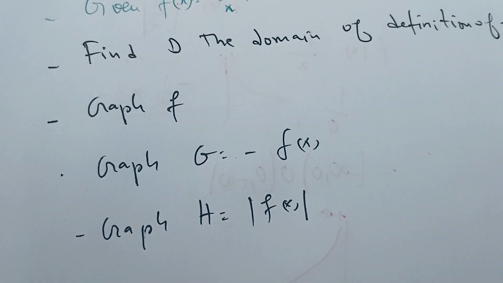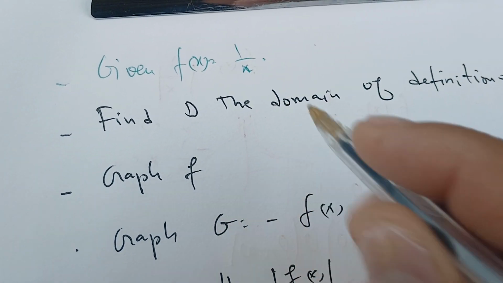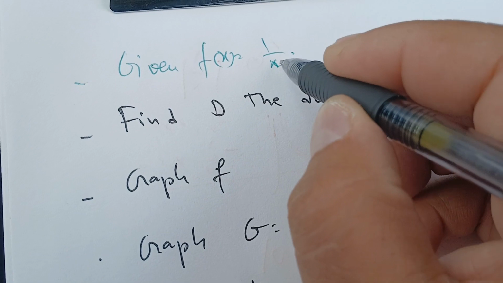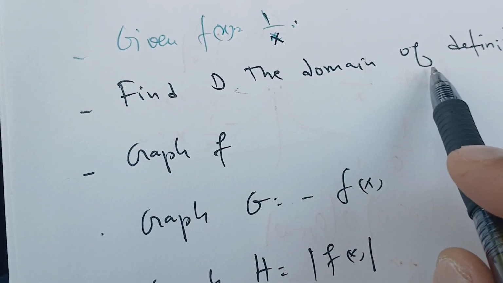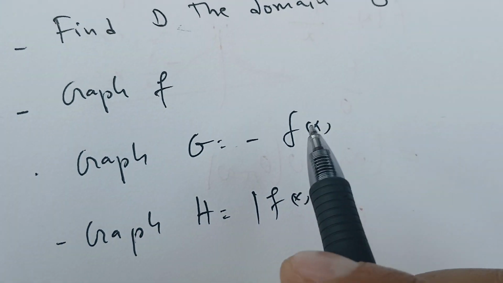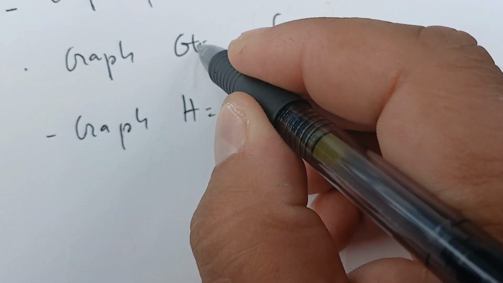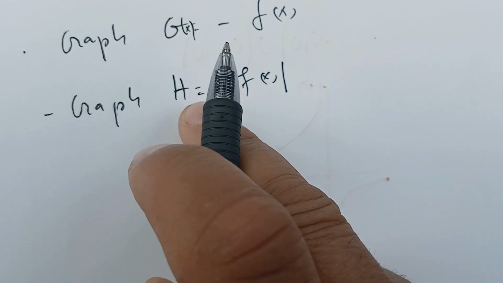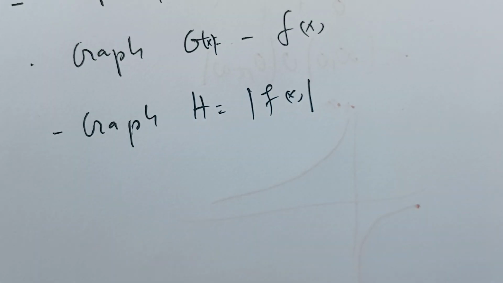Okay, welcome back. In this video, we're going to consider the following function, which is given by f of x is 1 over x. We want to find its domain of definition. We want to graph this function f, and also we want to define g, another function, g of x as minus f of x, and also want to graph h, which is the absolute value of f of x.